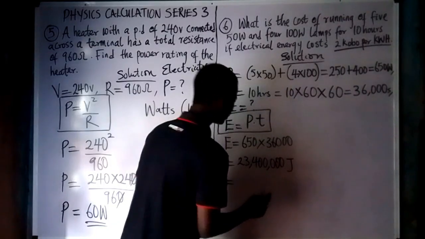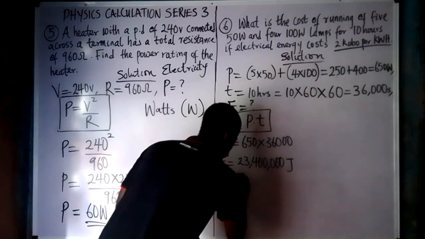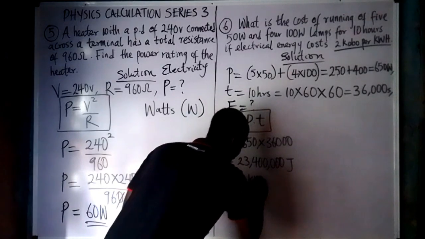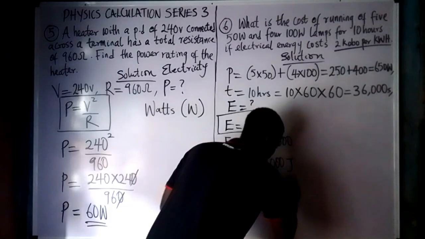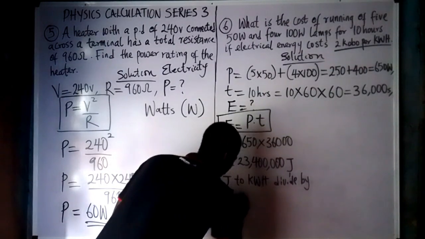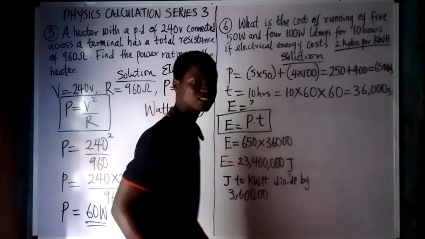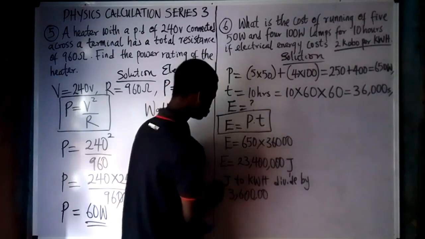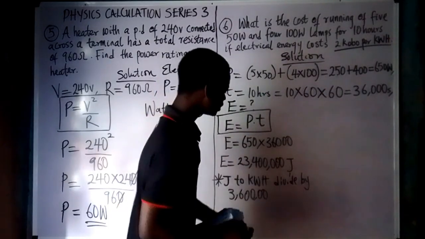To convert from joule to kilowatt hour, you divide by what? Divide by 3,600,000. This is the converting factor to convert from joule to kilowatt hours. Now let's do that division.